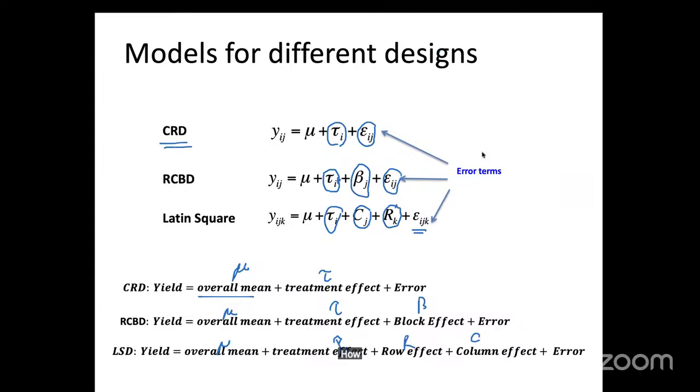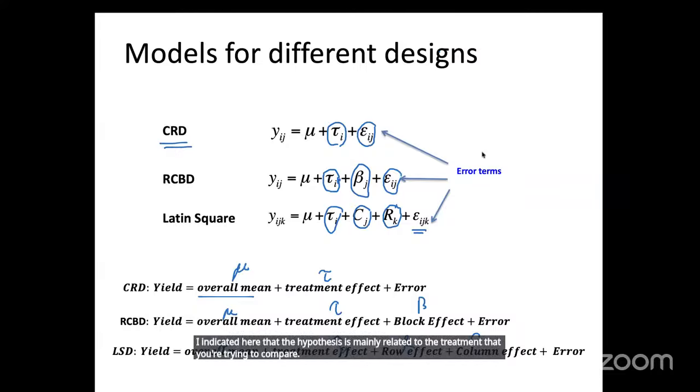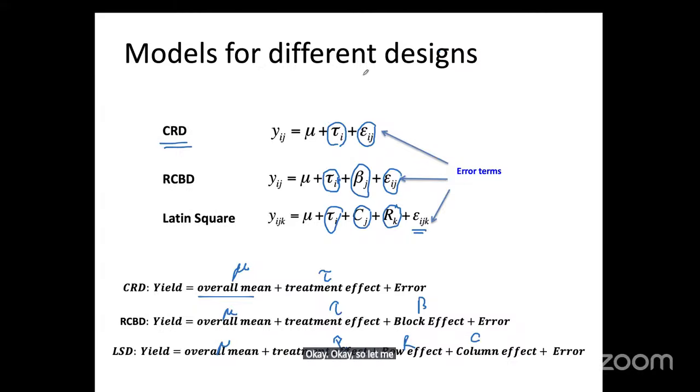How do I state the hypothesis for more than 3 CRD scenarios? I indicated here that the hypothesis is mainly related to the treatments that you're trying to compare. Okay, so let me just end this, and then we go on to the next topic.